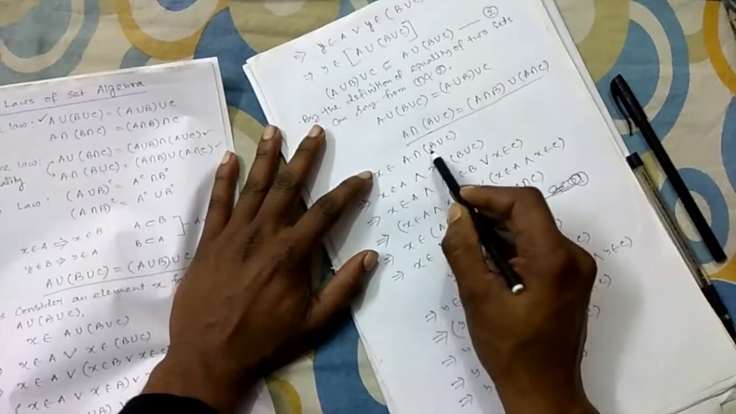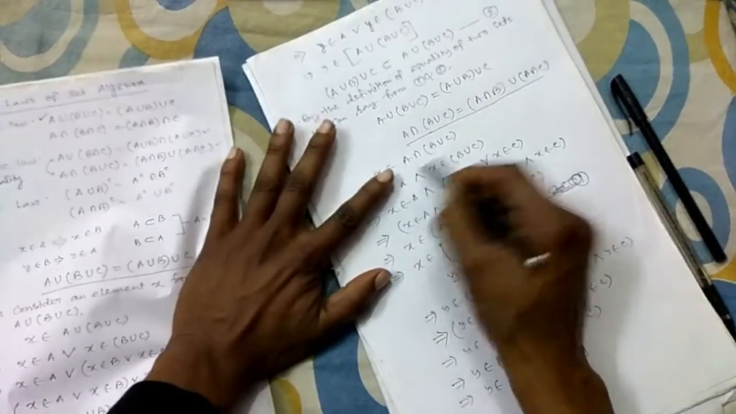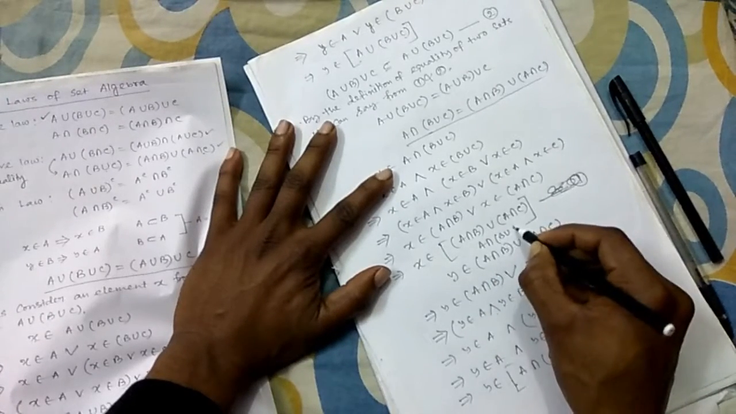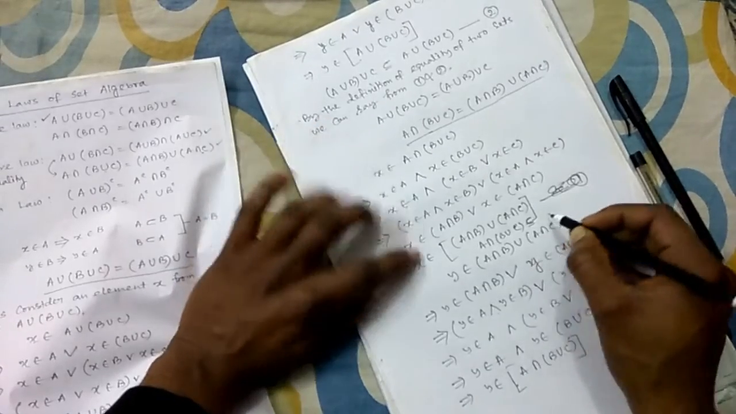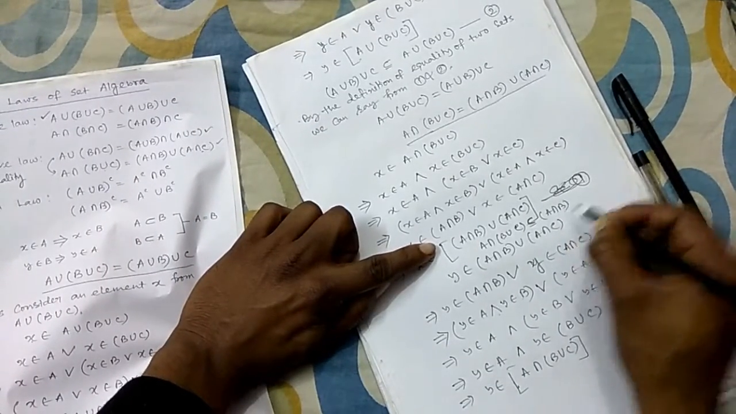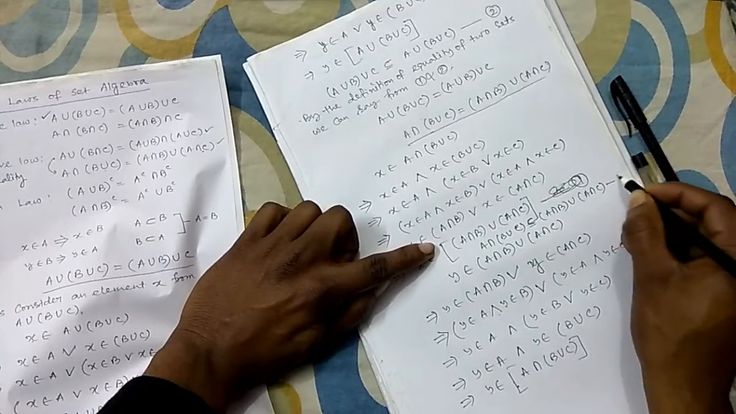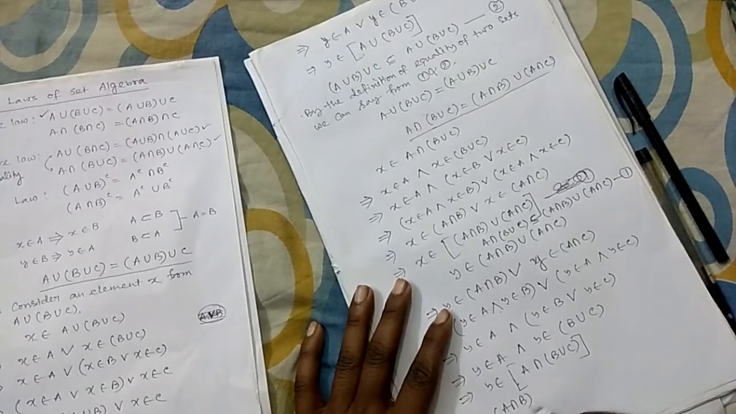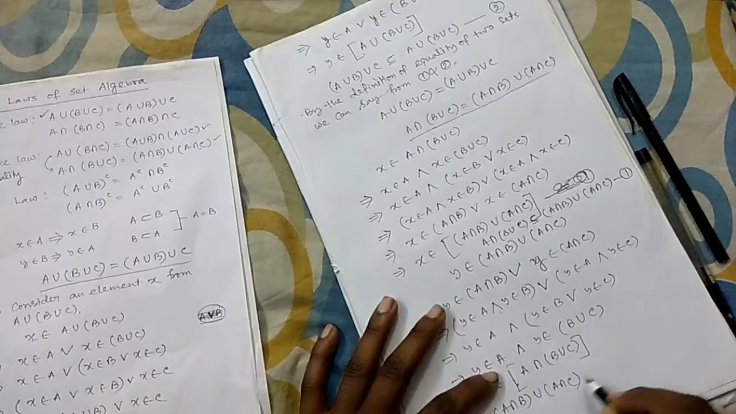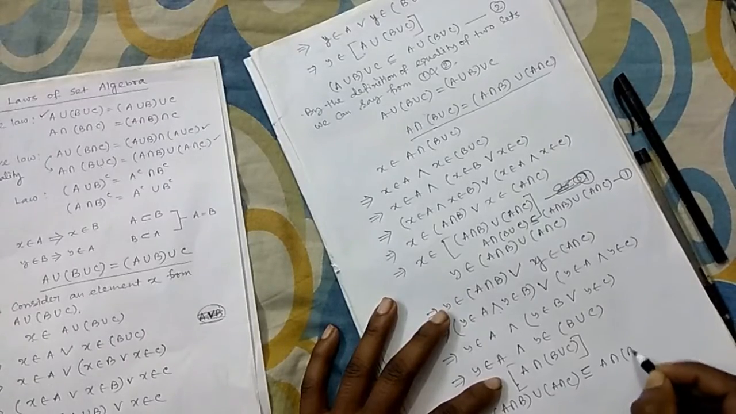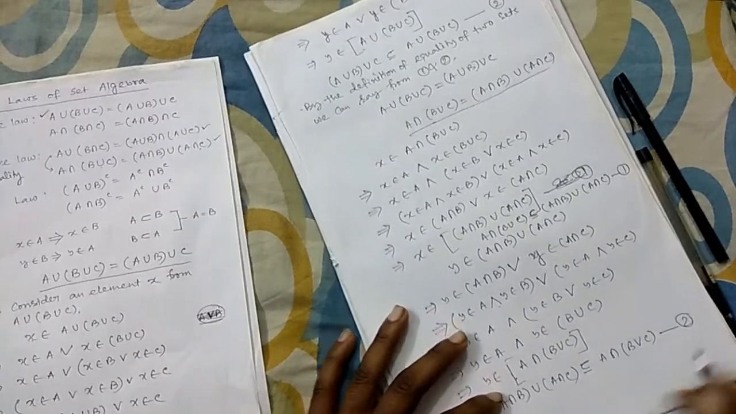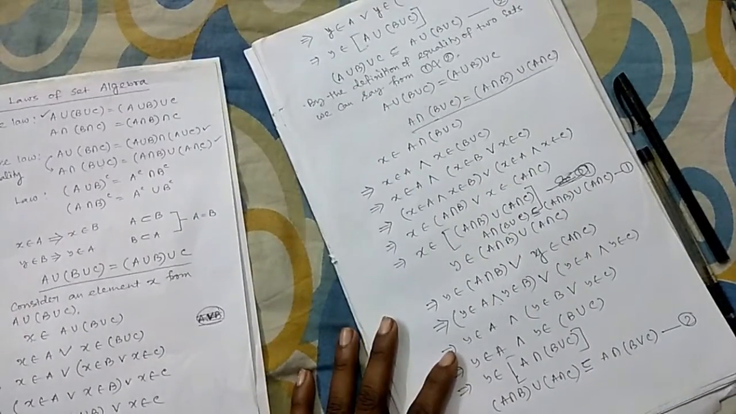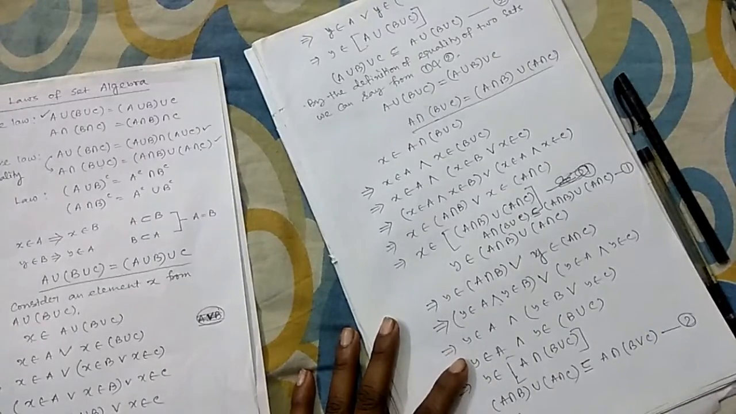So X belongs to this set actually implies X belongs to this set, so we can write A union B, union, A intersection B union C subset of A intersection B union A intersection C. It's 1. Now here also we can write A intersection B union A intersection C subset of A intersection B union C. It's 2. Now from 1 and 2, by the definition of equality of two sets, we can also say that this result is also true.